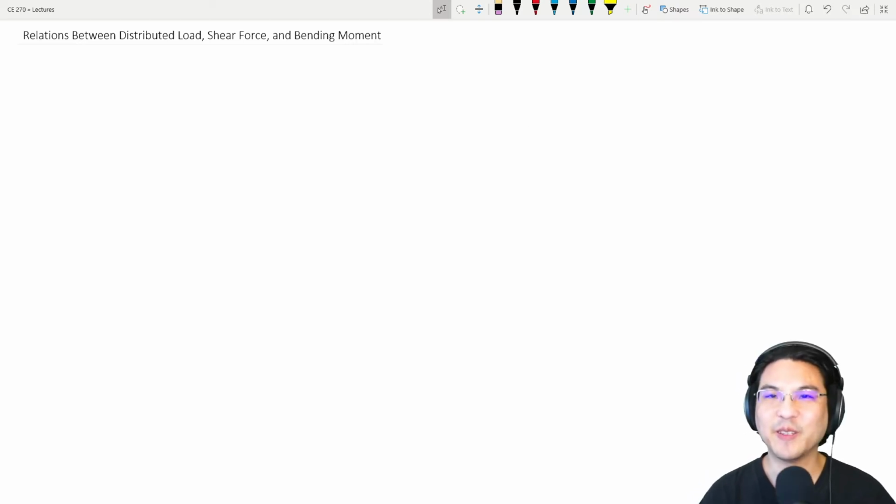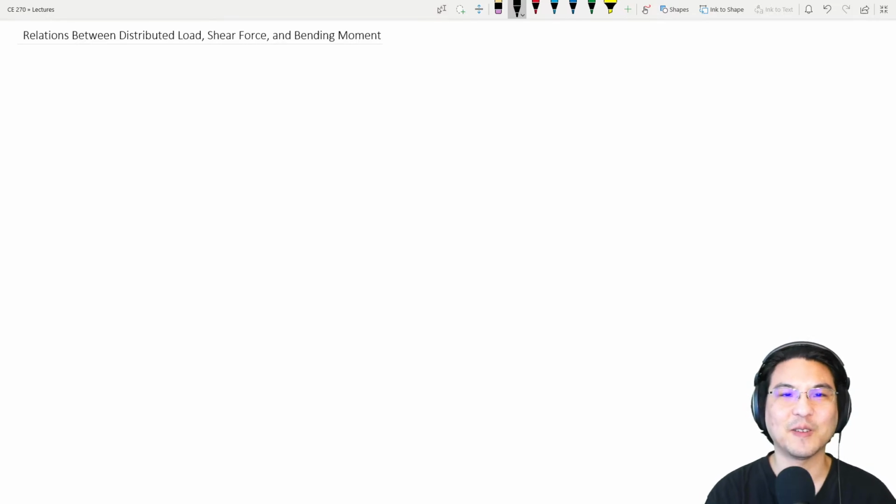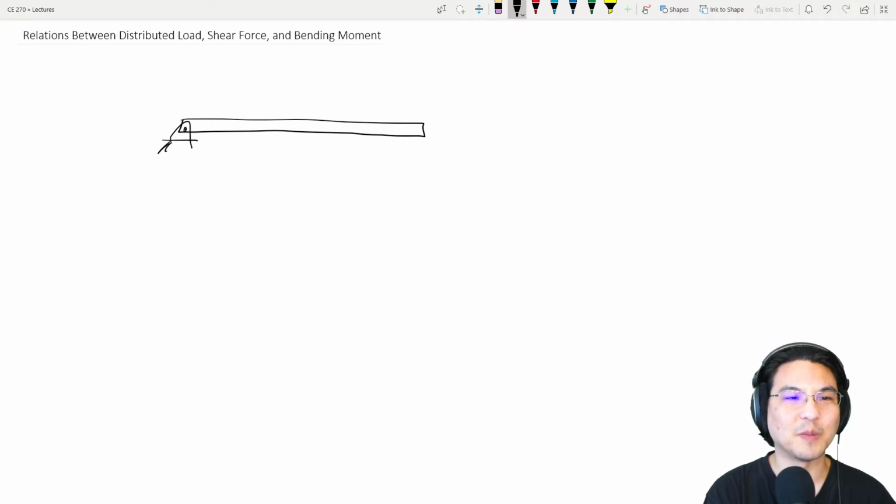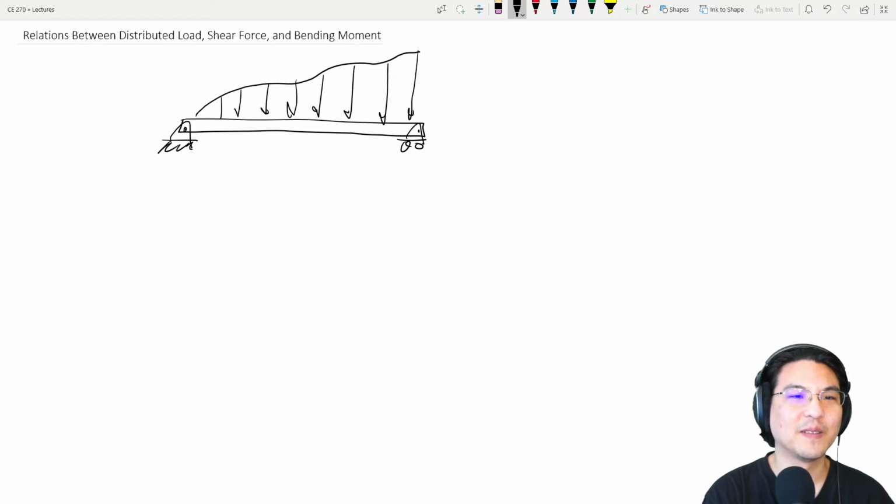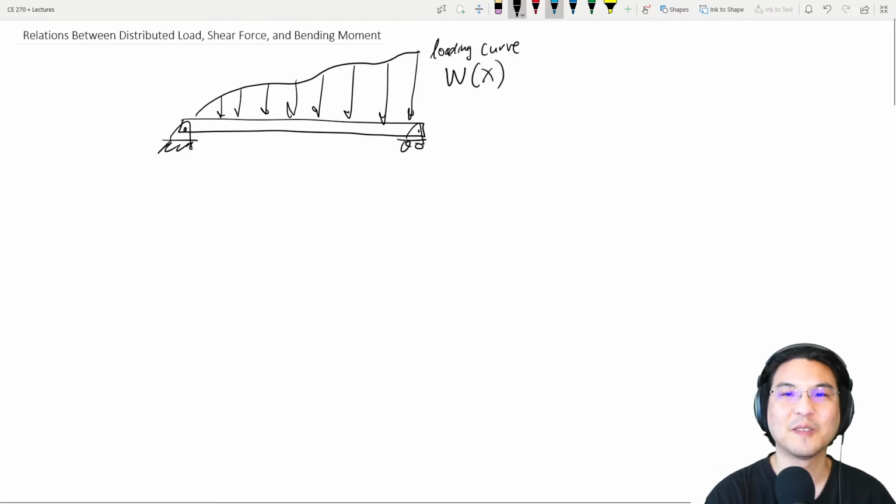Hey everybody. So I've been hinting before that there's some sort of calculus relationship between shear force, bending moment, and distributed loads. So let's talk about that here. Let's say you have some kind of beam with some supports, and it's subject to some sort of distributed load, whatever it is. Then we define this function as a loading curve. I'll call it loading curve W as a function of X, and I will call this X.